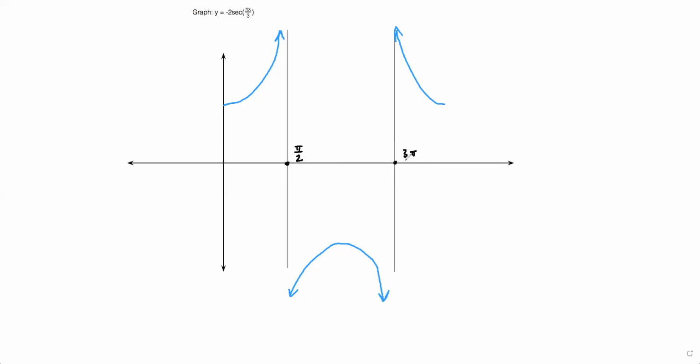So what happens when we have an x value times pi over 3, it means points of interest are going to be not in terms of pi.